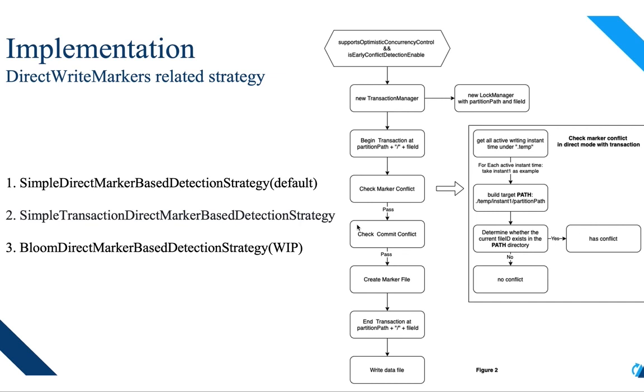And as for the simple direct marker-based detection strategy, compared with the previous one, this strategy drops the steps of locking, including new transactions, begin transactions, and end transactions. The advantages are that the checking speed is faster and multi-writers do not affect each other. The downside is that the conflict detection may be delayed till the pre-commit stage. So that's another strategy which is still WIP.